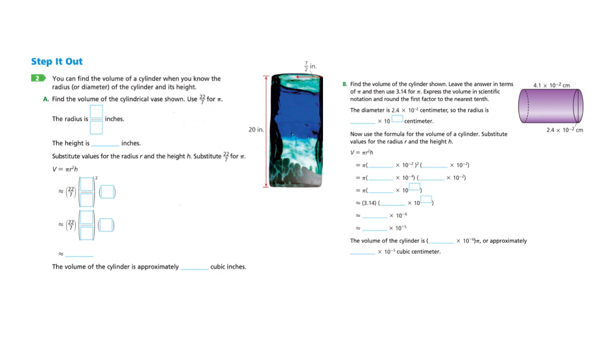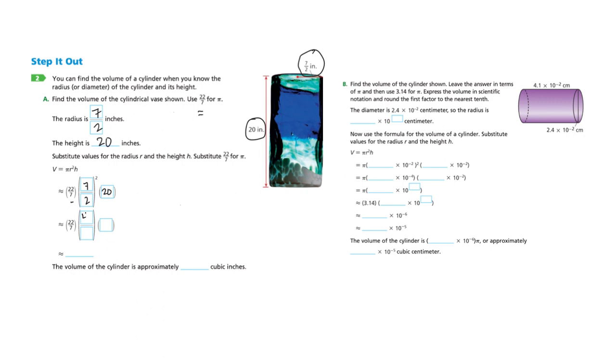All right, so hopefully you did this or you attempted to do it. Let's look at what they're doing. It says find the volume of the cylindrical vase, use 22/7 for pi. So the radius, here's the radius, is 7/2 inches. The height is 20 inches. Substitute values for the radius r and the height h, and then substitute 22/7 for pi. So they have the pi there. So this is the radius, 7/2, and then the height is 20.